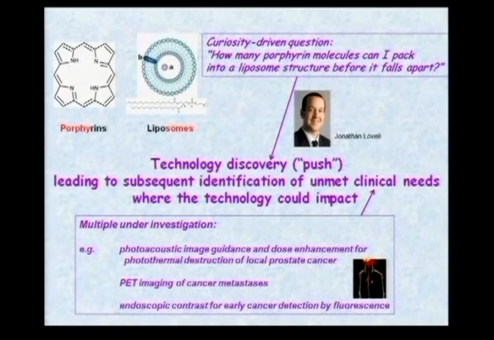And so John Lovell was playing in the lab, and he just asked the question, how many porphyrin molecules can I pack in before the liposome falls apart? And the literature told you 15%. You can't get more than 15% of any molecule into that shell before the particles will fall apart. It's not true. You can get 100% in, and as a result of that, in fact, John got a tenure-track faculty position before he had even finished his PhD because of playing in the lab. So please play in the lab.